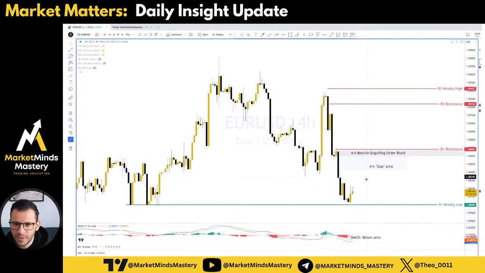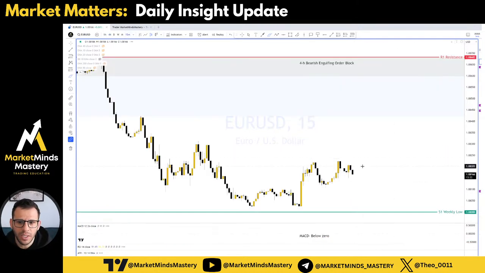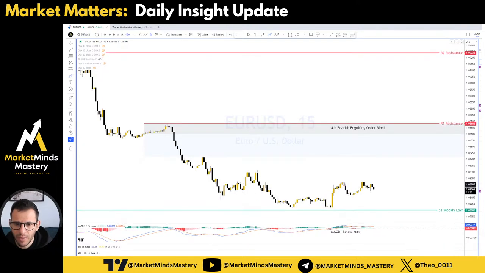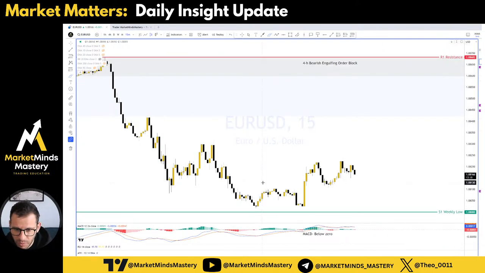Therefore, we might see the price coming into this 4 hour fair value gap, or this gap area, which just sits under the bearish engulfing order block. If we go down to the 15 minute time frame, if you want to pick up some trades from here for intraday, this is how it looks. So maybe the price will retest this area before it continues to the upside. Let's keep an eye on that and see what's going to happen.